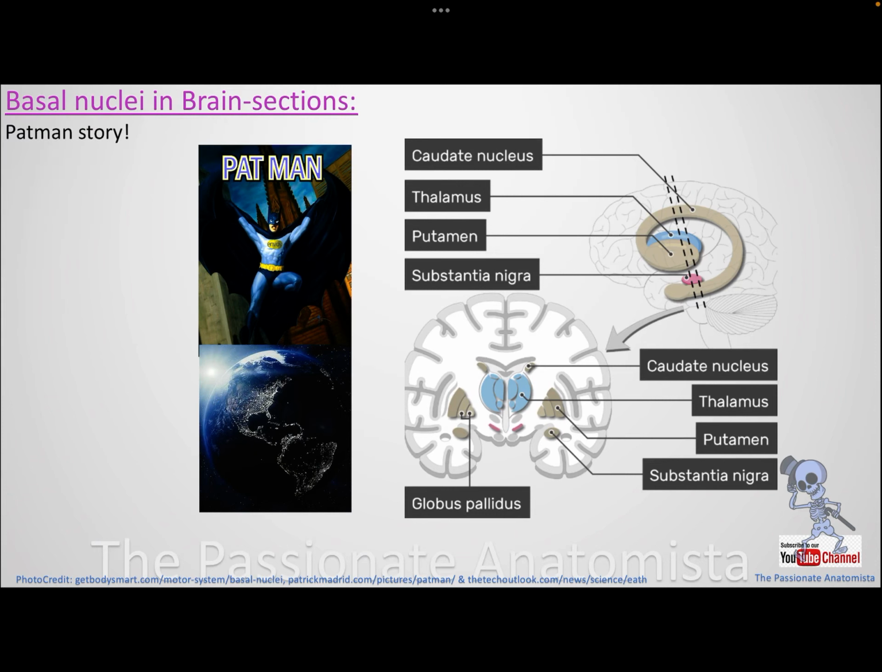I have a story that I tell to my students for them to remember the names of the nuclei in a cross section of the brain, which is: the putamen is basically your Batman that is sitting on the globe. The putamen is the darker gray matter that is lateral. This is the lentiform nucleus. Laterally, you have a darker colored putamen, and the putamen is sitting on the globe. And we have globus pallidus externus and internus.